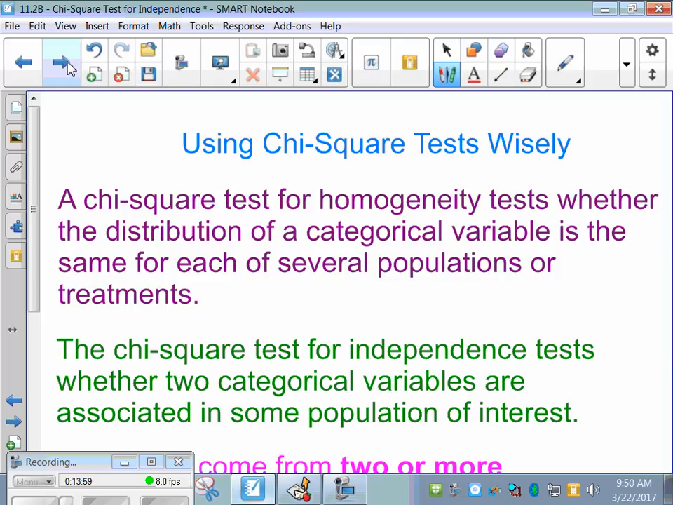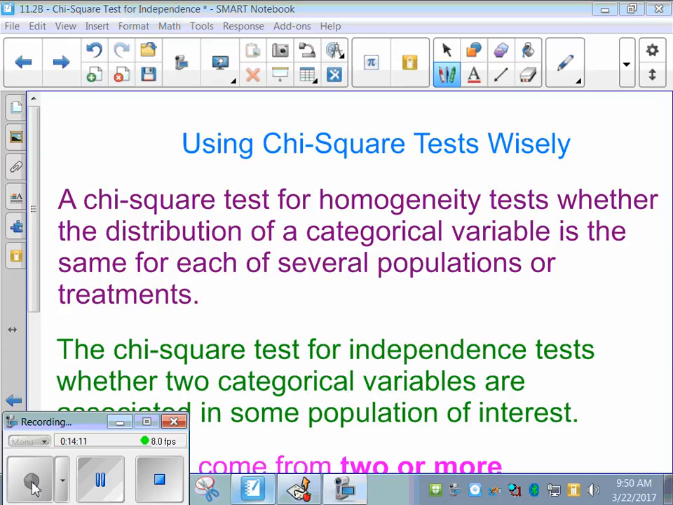Yeah, Abby. I'm just wondering, why do we do that whole test if we can't conclude anything? It's correlational data. So yeah, it still provides information. So how to tell the difference between the tests for homogeneity and independence.